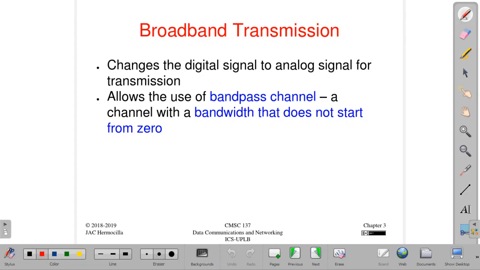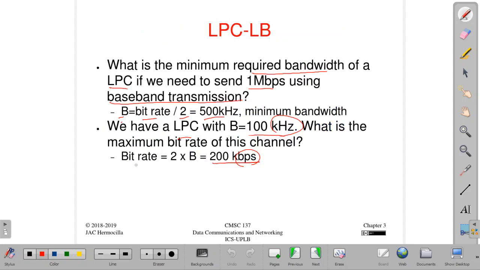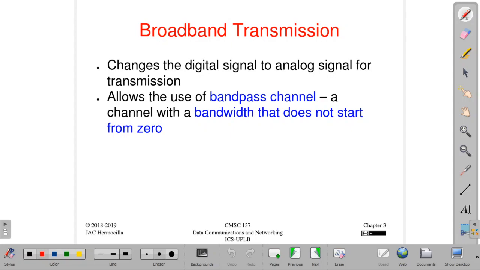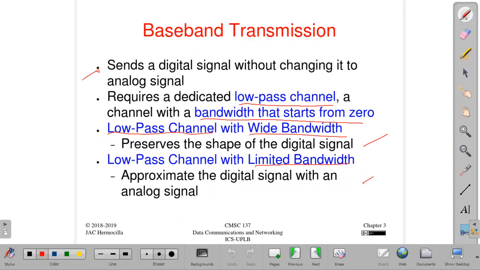Okay, so we're done with the baseband transmission. So the next one is broadband transmission. So here, the idea of broadband is it changes the digital signal to analog signal for transmission. Okay, so unlike in the baseband transmission, where the digital signal is not changed.